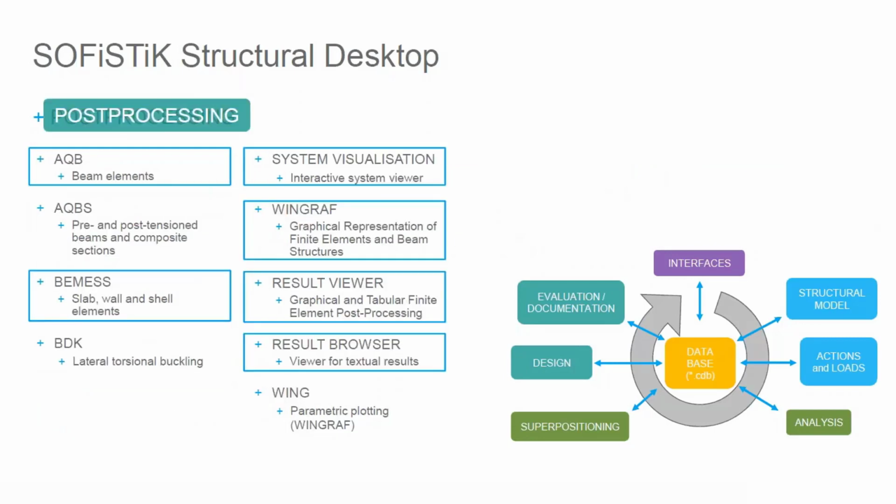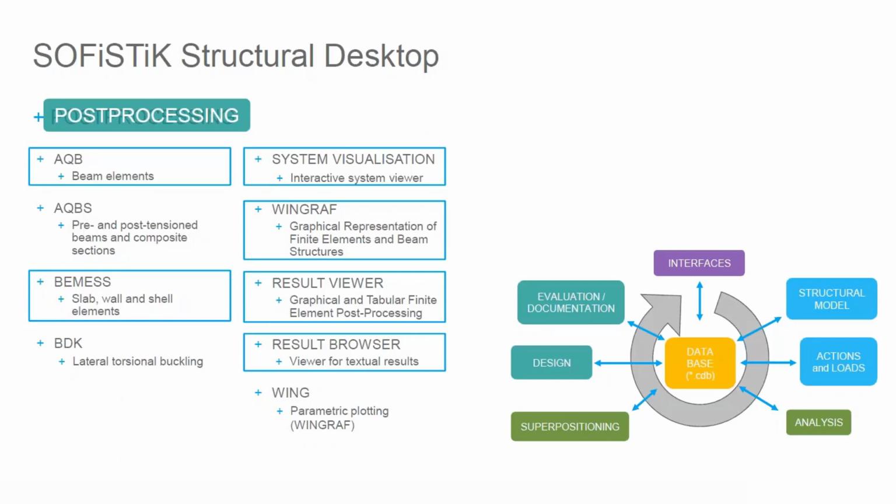The post-processing. With the post-processing comes the design as well as the documentation. The left column here represents the design, the right column the documentation modules and applications. If you design beams, AQB and AQBS are the right tools. Shell elements require BMS. The available post-processing applications for reporting are the system visualization, the wing graph, result viewer, and result browser. All of those have different responsibilities.